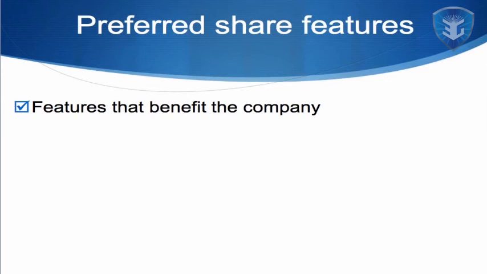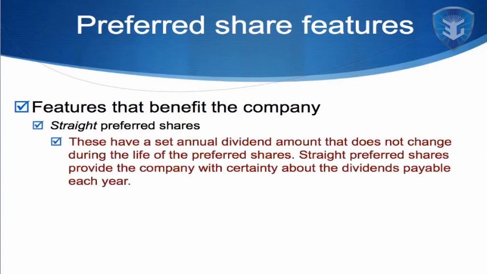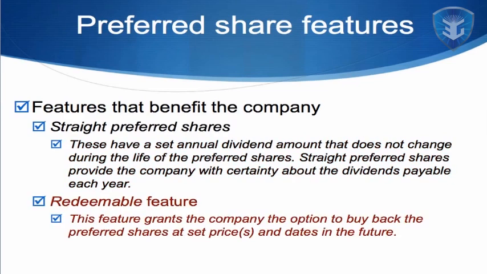Some of the features that preferred shares carry that would benefit the company and not the individual investor that buys them are the set dividend amount for perpetuity. These are often called perpetual or straight preferred shares. The set annual dividend amount does not change from the date of issuance for the life of the shares. Straight preferred shares provide the company with a high degree of certainty as to what their costs and expenses will be in relation to the issue.